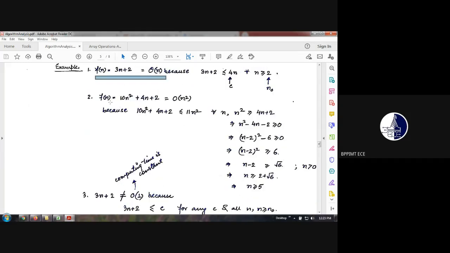Okay, based on that, there is an example. Fn equal to 10n square plus 4n plus 2. Now we are doing a little bit of an algebraic method. So we are considering a quadratic time complexity function.